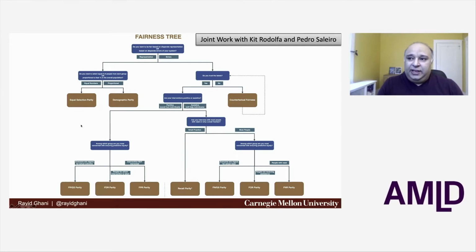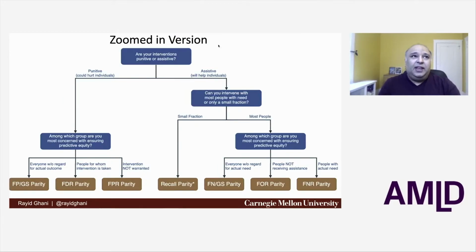We developed a fairness tree as a way of helping end users, policymakers, think through what their policy goal is and what metrics they should care about. So I'm going to zoom into a specific piece of it. This is if the interventions are punitive, if taking an intervention could hurt people, things like in criminal justice, bail decisions, keeping people in jail, then a false positive is much worse than a false negative. So you don't want disproportionate false positives. You want to make sure that your false positive rates are similar.